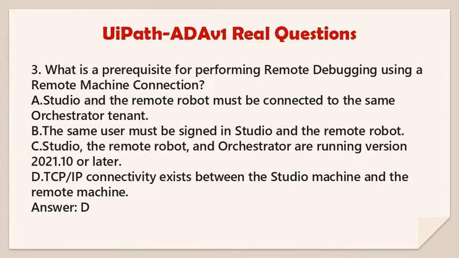3. What is a prerequisite for performing remote debugging using a remote machine connection? A. Studio and the remote robot must be connected to the same orchestrator tenant. B. The same user must be signed in Studio and the remote robot. C. Studio, the remote robot, and orchestrator are running version 2021.10 or later. D. TCP/IP connectivity exists between the Studio machine and the remote machine. Answer: D.